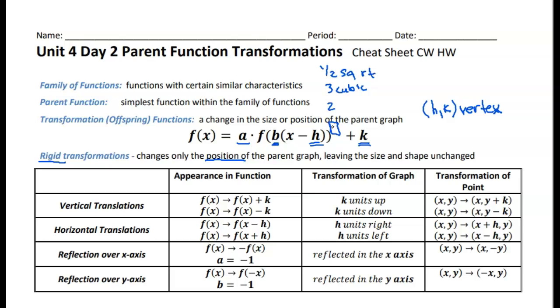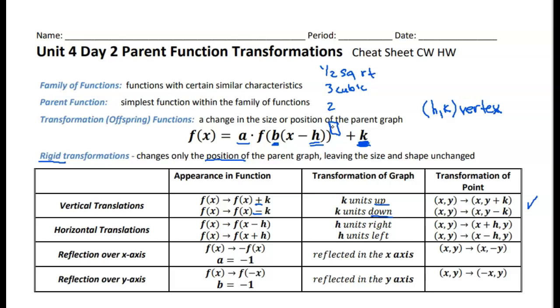Everybody got in the homework that I checked already the vertical translations. So when you have a k value at the end here, any number plus or minus, it's going to shift it up or down. So the whole graph is going to shift up or down. If it's a positive k, then it's going to shift up. And if it's a negative k, it's going to shift down. So pretty easy. Everybody got that one.